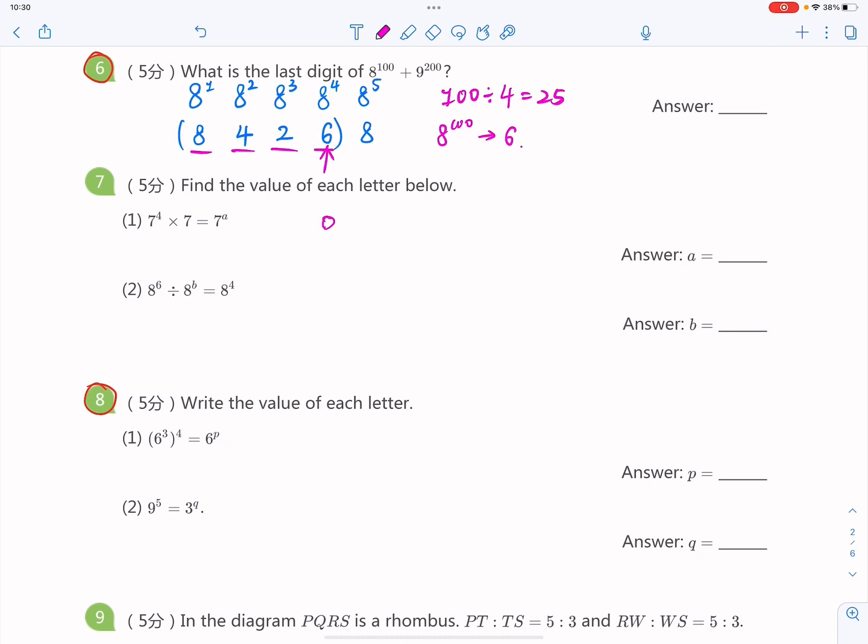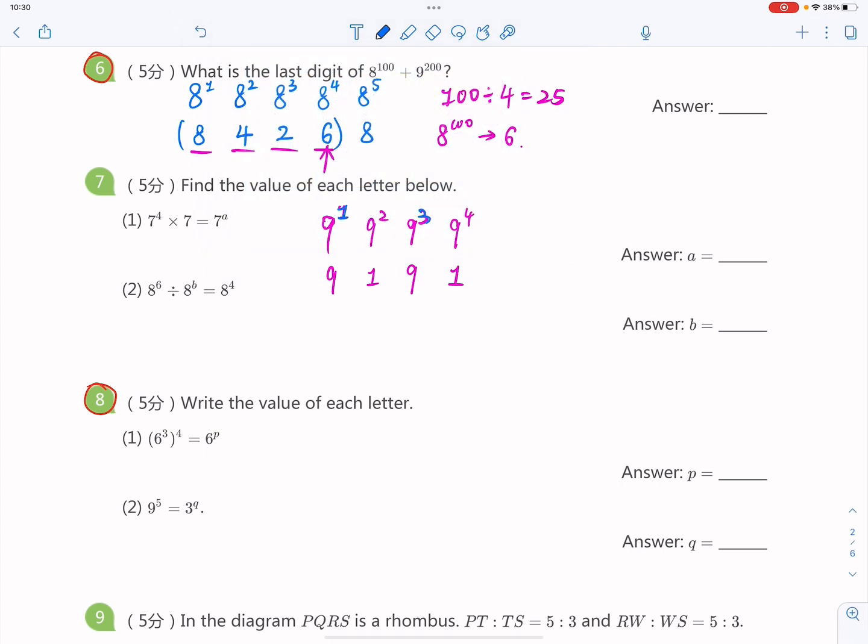And now let's focus on 9 to the power of 200. For 9 to the power of 1, you get a 9. 9 to the power of 2 is 9 times 9, you get 81. The last digit is 1. And 9 to the power of 3 equals 1 times 9, right? The last digit is 9. And 9 to the power of 4 is 9 times 9, you get 81. The last digit is 1.